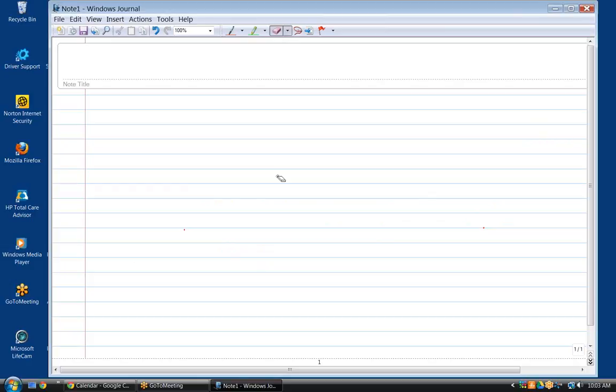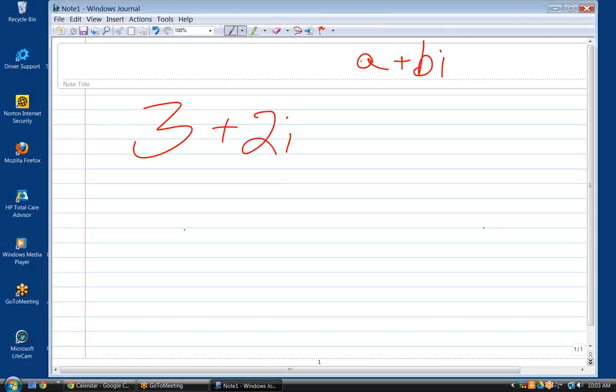Now, there's a few other things. Actually, I can cover imaginary numbers probably in half an hour here. Here's the standard form for imaginary numbers: a plus bi, where a is the real part and bi is the imaginary part. There's a few things you need to be able to do: add, subtract, multiply, and divide imaginary numbers.